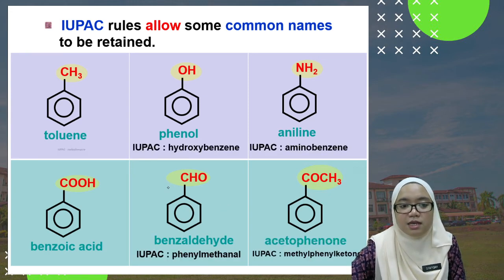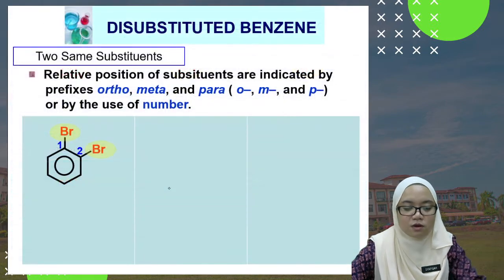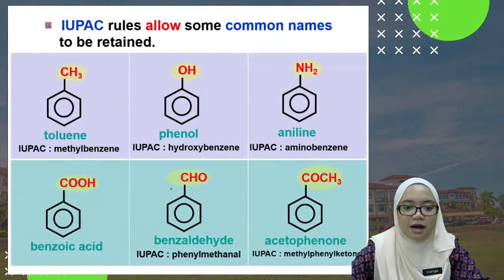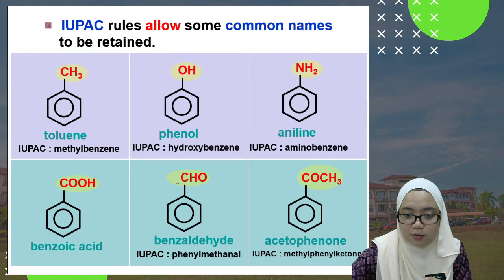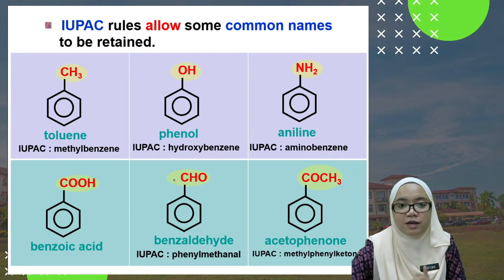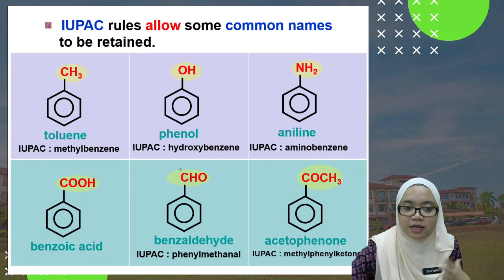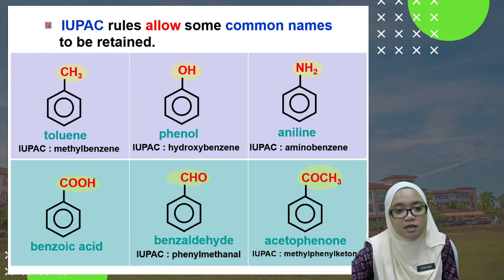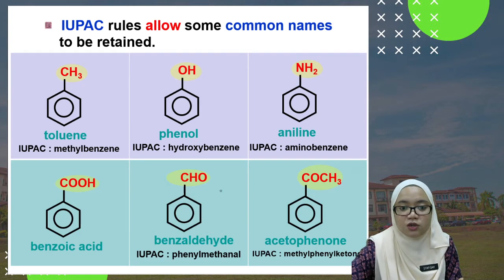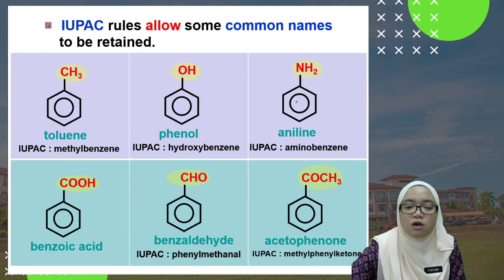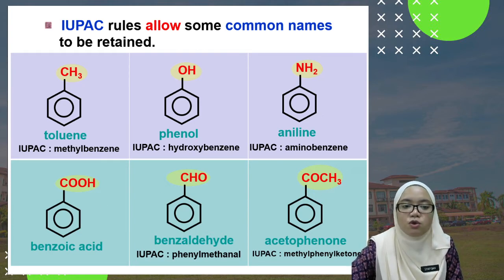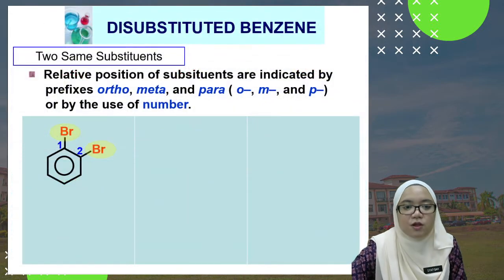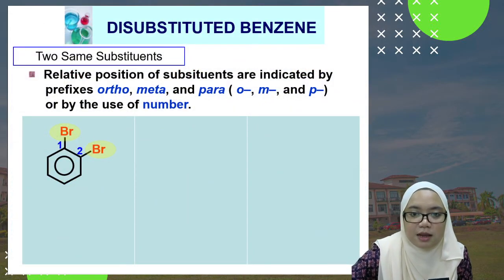So all of these originally have their own IUPAC names, but the IUPAC system allows some common or special names to be used during naming. So after this, when you see this kind of structure, you need to use the special common name to name them. Okay? Alright, next.